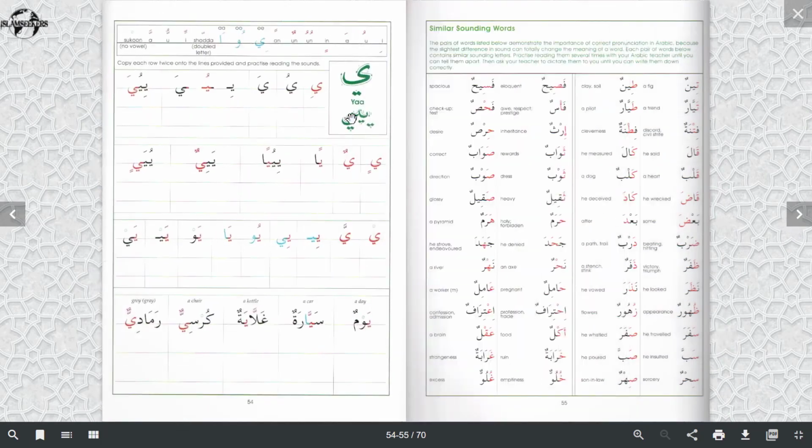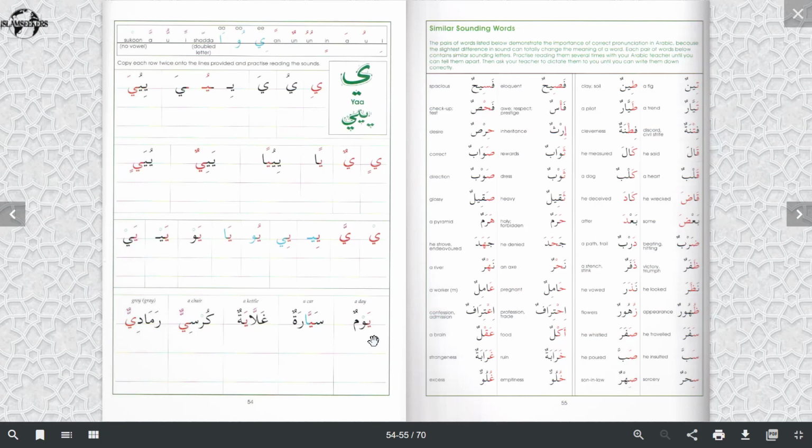Page 54. The letter Ya. Line 1. Yi, yu, ya. Line 2. Yin, yun, yan. Yi, yu, yan. Ya, yi, yun. Yu, ya, yin. Line 3. Yi, ya. Yi, yi. You, ya, yau, yay, yay.